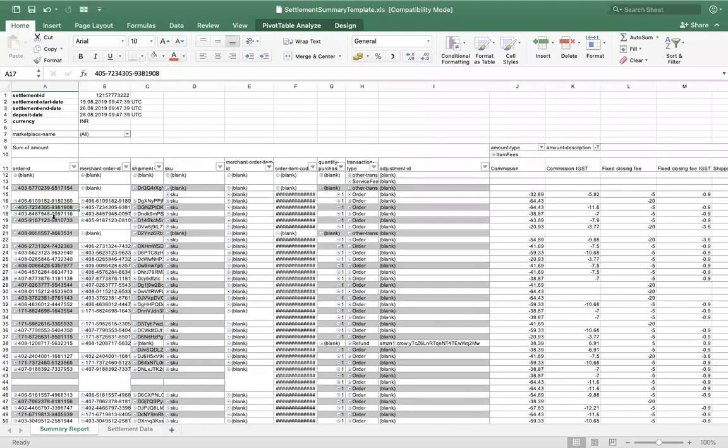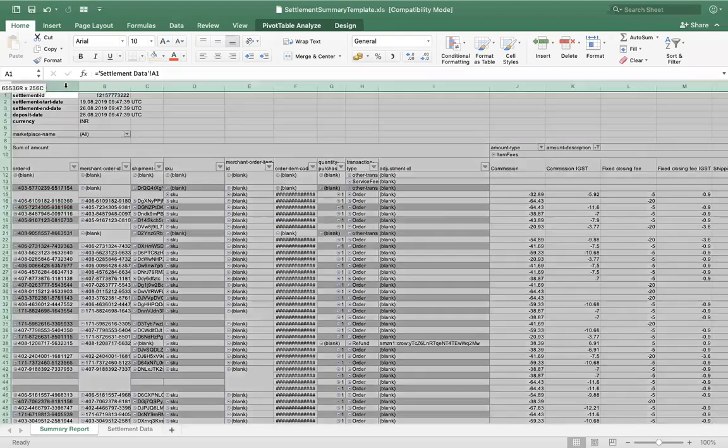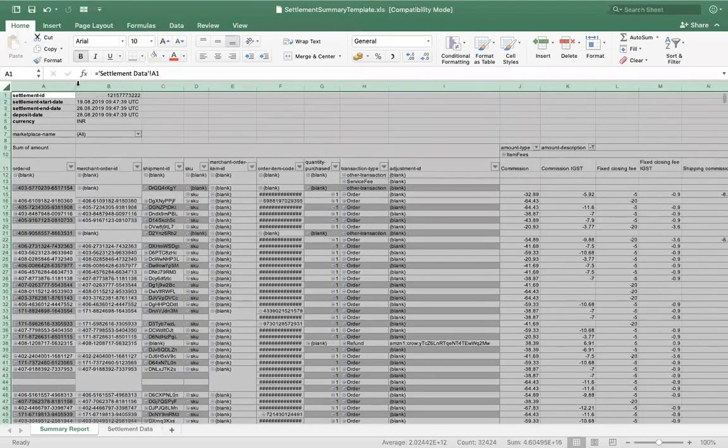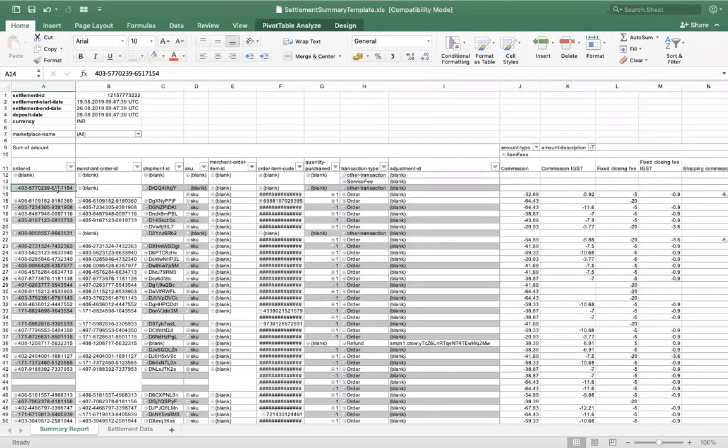So let's take a sample order ID here and try to understand what it is actually telling you. Let me change it to spotlight so I can show you. So here you have an order ID. Here you have the shipment ID. Here is the transaction type. What kind of transaction has been done? In this case, it is showing you an other transaction.